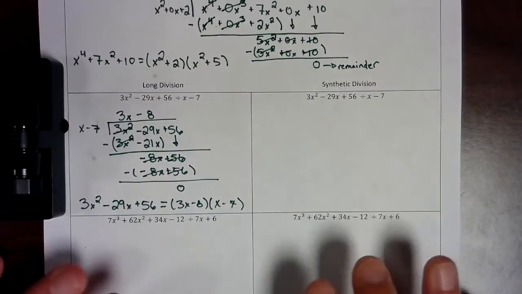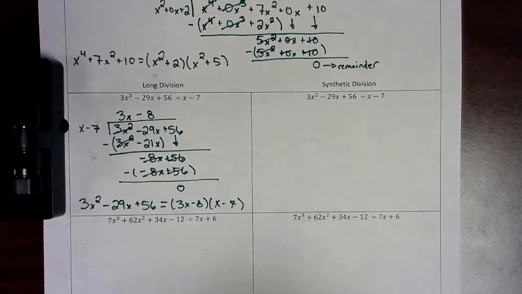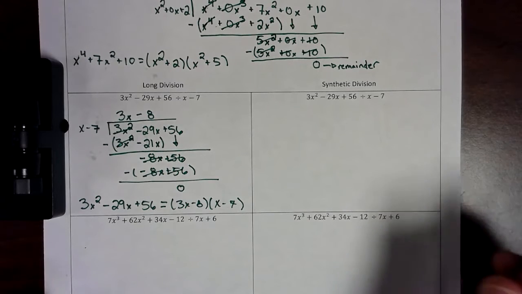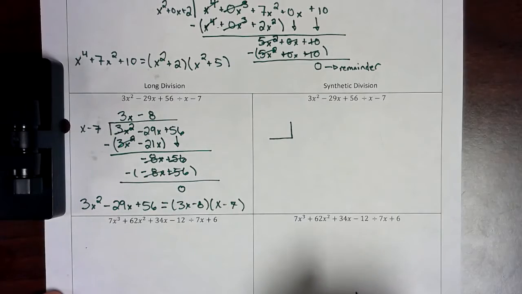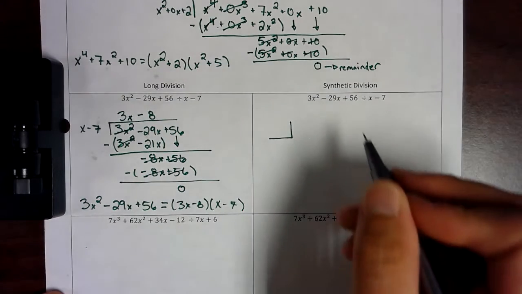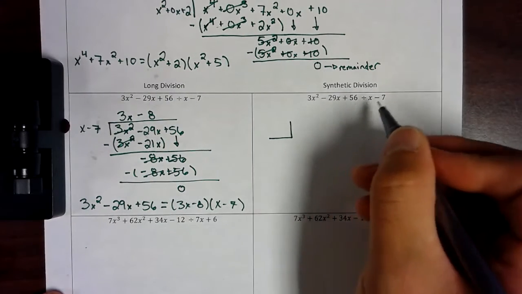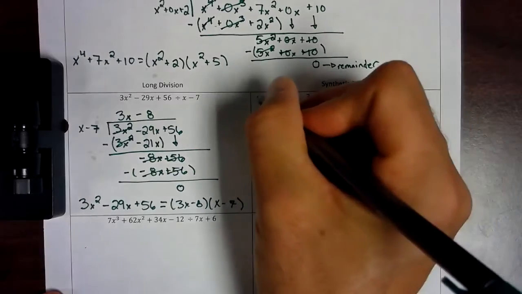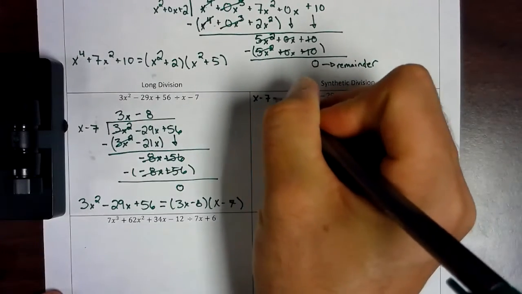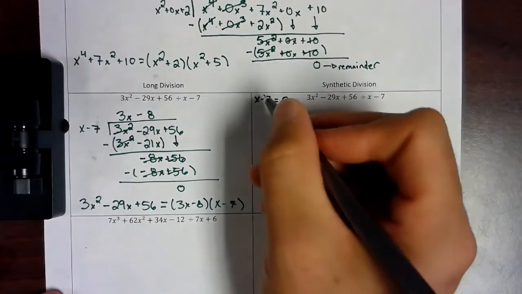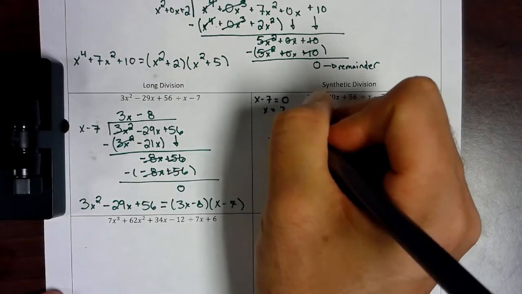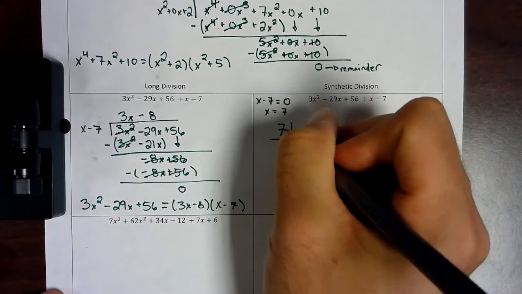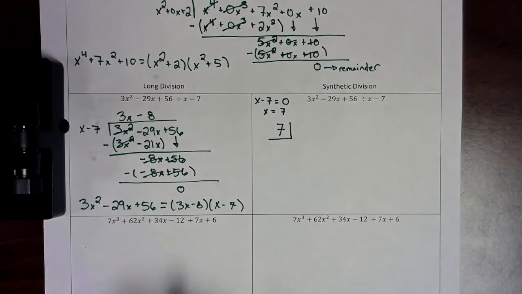But now let's talk about synthetic division, which is much quicker and, in my opinion, much easier. So with synthetic division, you're going to always start with this half box that I call the chair. We need to put a number in that chair. We're going to get that number by taking what we're dividing by, in this case, x minus 7, and setting it equal to 0. So if I take x minus 7, set it equal to 0, I need to add 7, and I get x equals 7. So 7 is what goes in the chair.